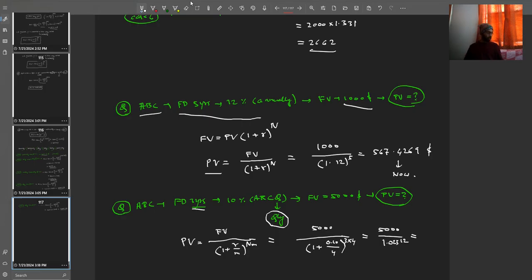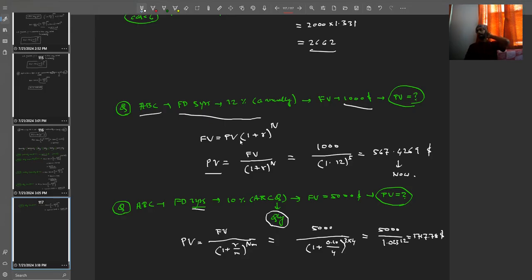We can easily find out the value friends. 1.025 raised to the power of 12, then 5,000 divided by this value. This is equal to 3717.78 approximately. Right friends? So here we go.